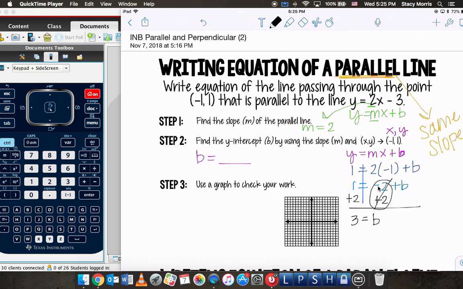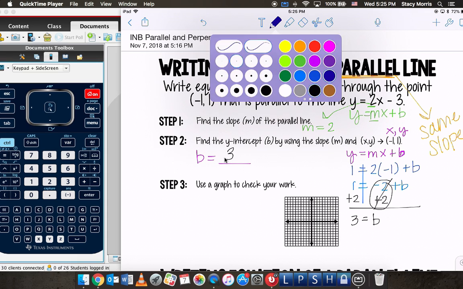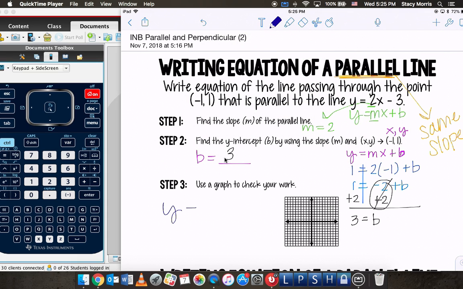So b equals 3. So we can now write our equation in y equals mx plus b because we know that m is 2, and we know that b is 3. So we're just going to replace m and b with 2 and 3. So our equation of our line is going to be y equals 2x plus 3.